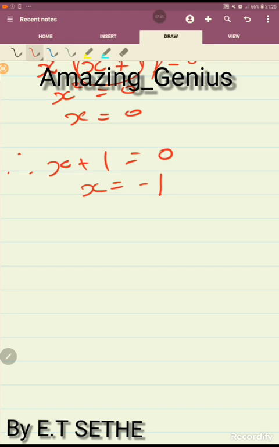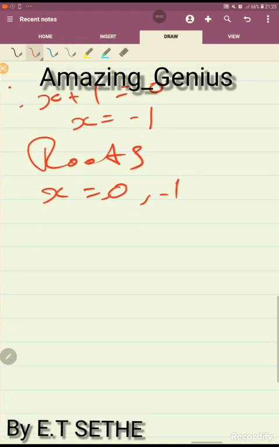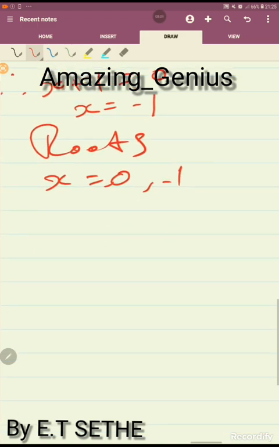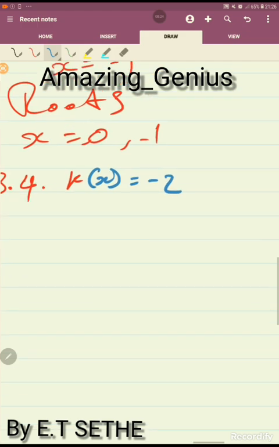That's our second root, meaning that our roots, this is the final answer, are x equal to 0 and negative 1. So those are our roots. Now for 3.4, we have k raised to x at x is equal to negative 2.